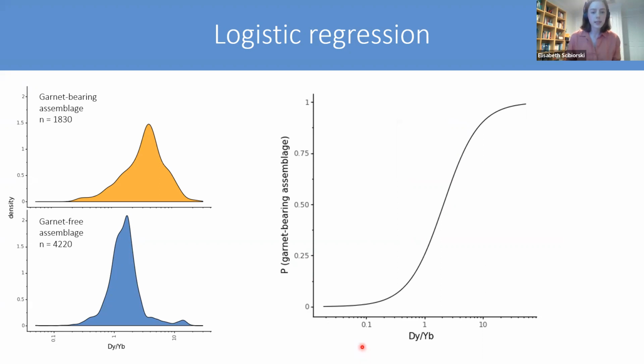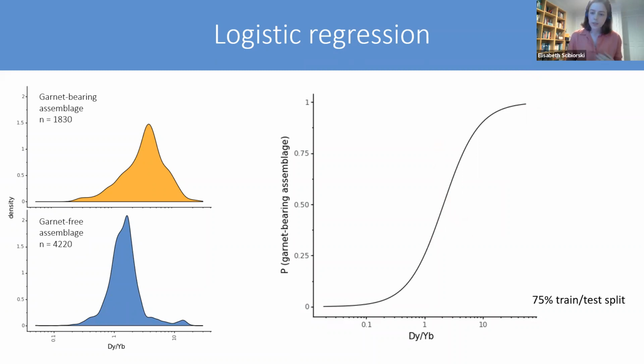So the x-axis is the dysprosium to terbium ratio, the y-axis is the probability that the sample crystallized in an assemblage that contains garnet. So for low values of the dysprosium to terbium ratio, the predicted probability is close to 0. For high values, the predicted probability is correspondingly high, and somewhere in the middle, particularly for values between, say, 1 to 4, the probability is more intermediate.